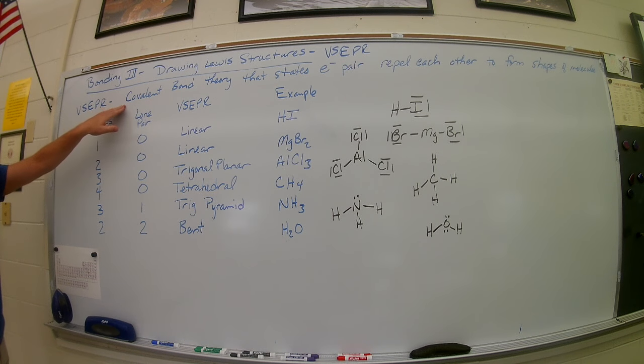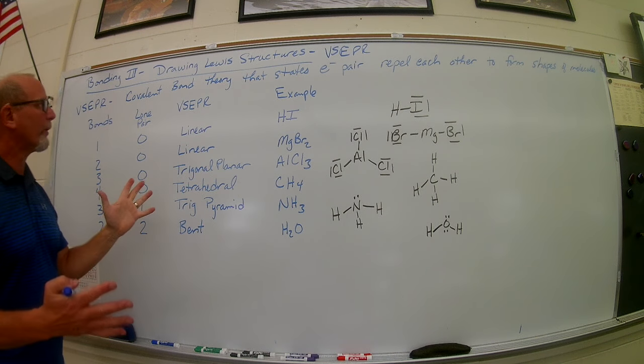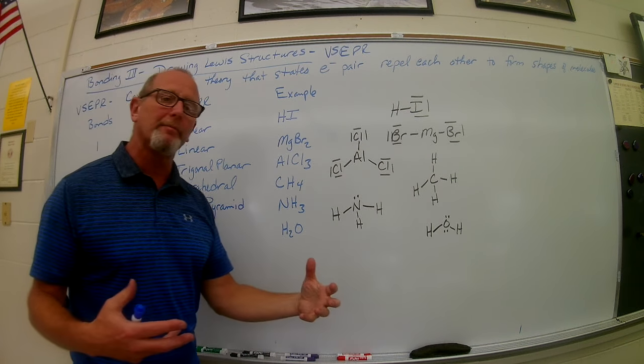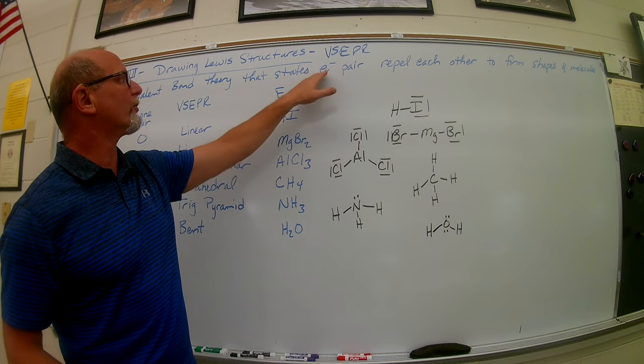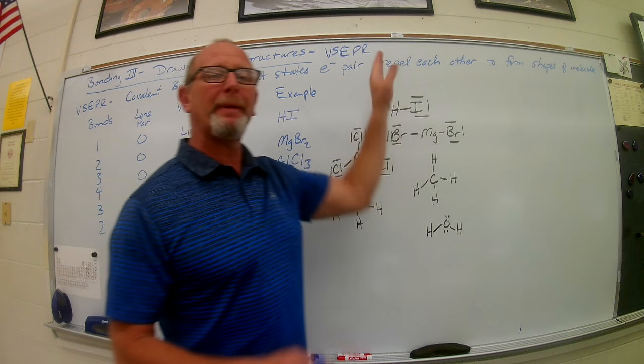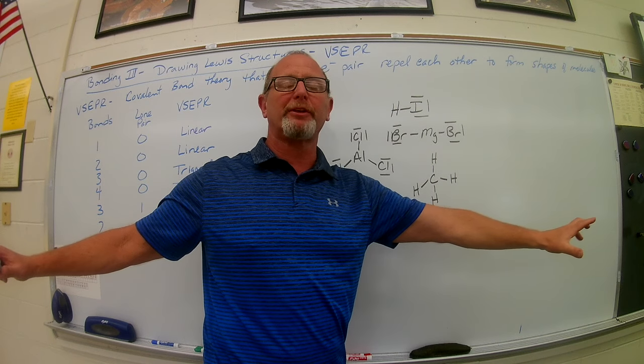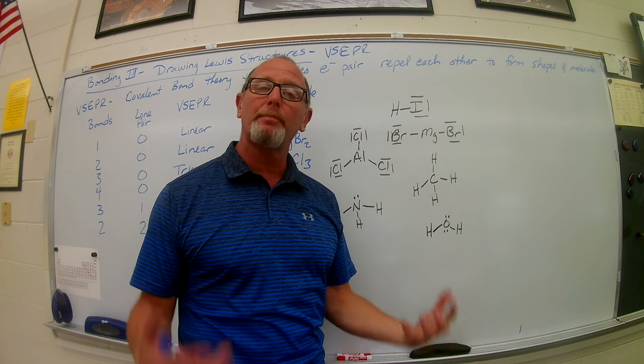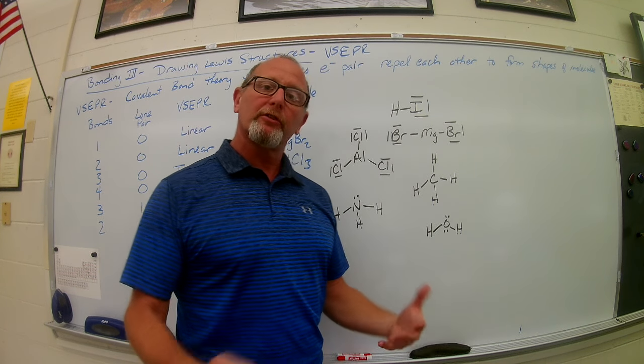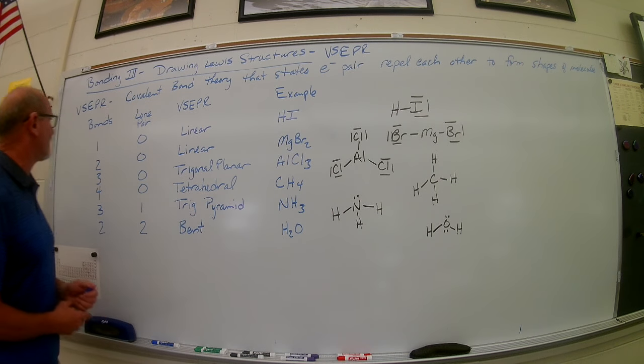VSEPR is a covalent bonding theory. It stands for valence shell electron pair repulsion. So what it basically says is when you have covalent molecules put together, those electron pairs are going to repel each other to get as far away from each other as possible. And that's the natural shape of a covalent molecule. So let's look at a couple of examples I've got for you.